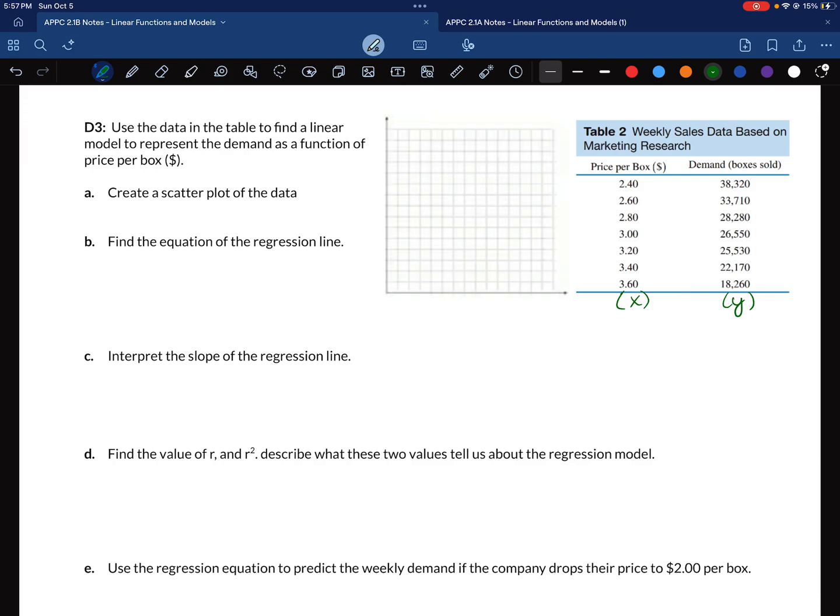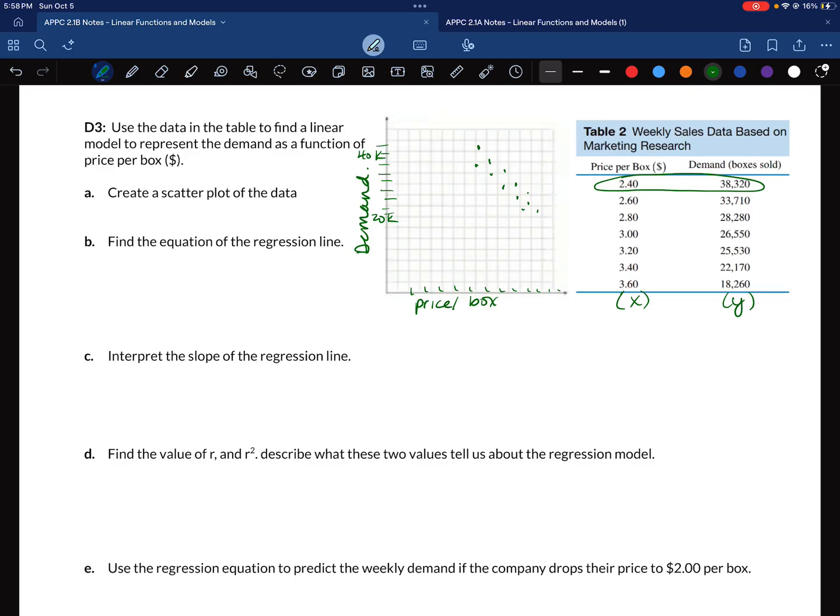So if I were to put all of these in my NumWorks calculator, and then I would make a scatter plot of these. So basically what my scatter plot is going to look like is there's going to be a bunch of dots that are going to kind of show up as I'm plotting each one of these ordered pairs. Remember, we're putting the price per box down here on the x-axis, and on the y-axis we're putting the demand. And it looks like as the price per box increases, the demand is falling. So this might be like 40K up here, and then maybe like 20K down here.